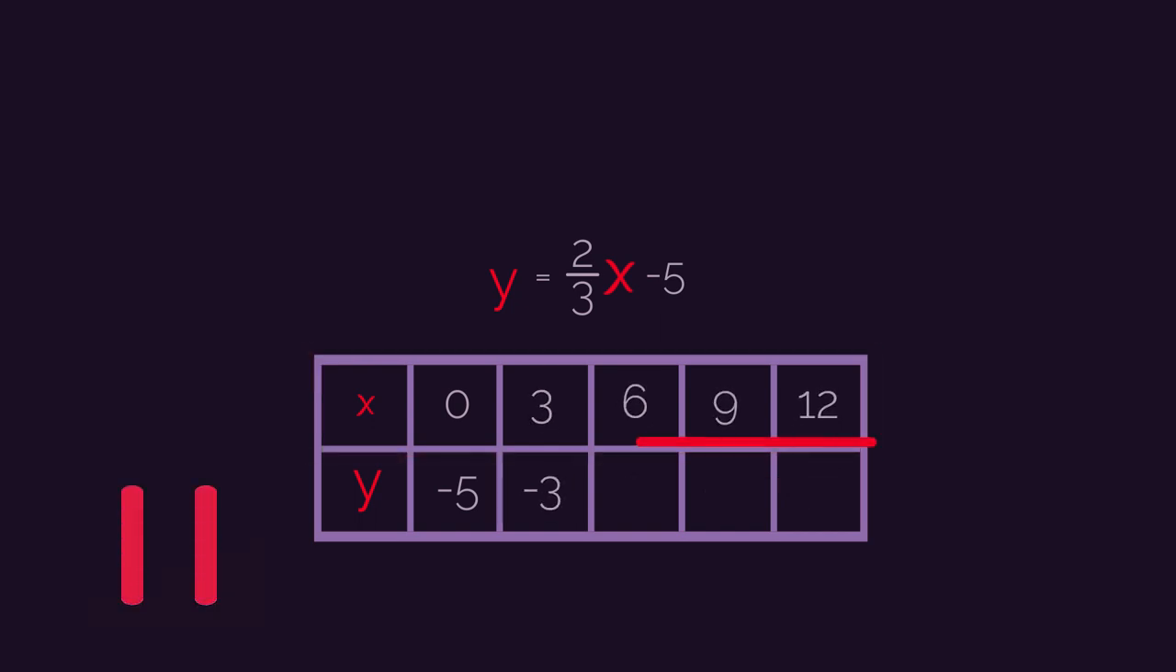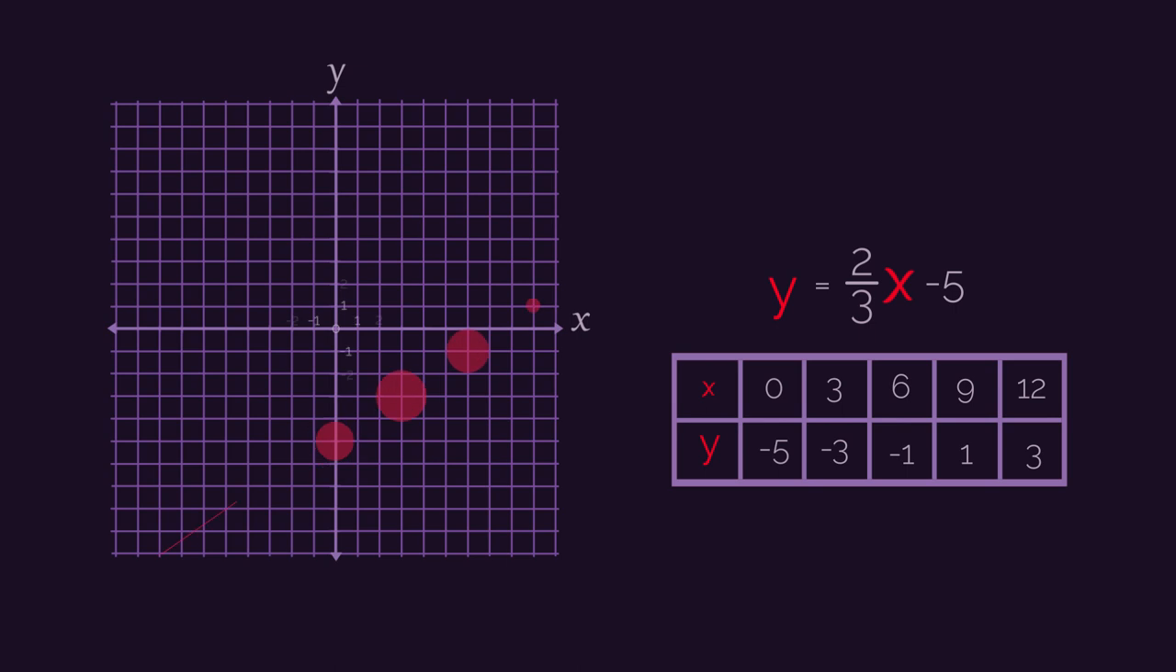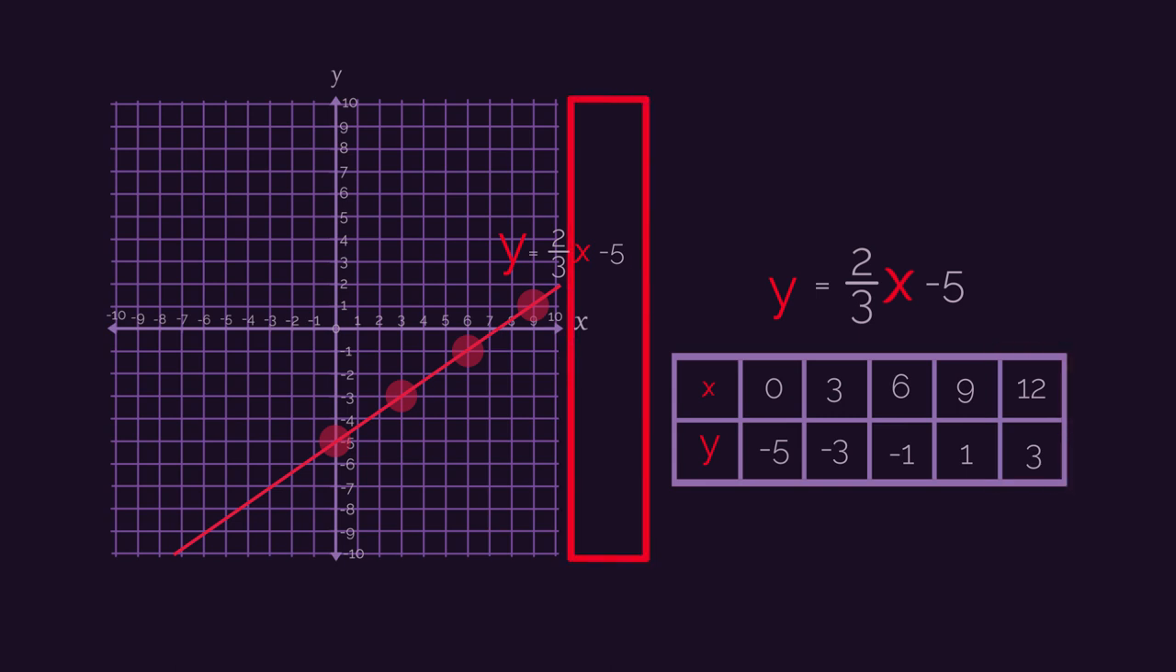Pause the video, work out the missing y coordinates for these new values of x, and click play when you're ready to check. Did you get them right? Now just plot them on the graph, connect them as a straight line, and label the equation. Don't worry about the 12, 3 coordinate, as our graph isn't big enough, and we already have the minimum of 3 sets of coordinates to accurately plot a straight line.